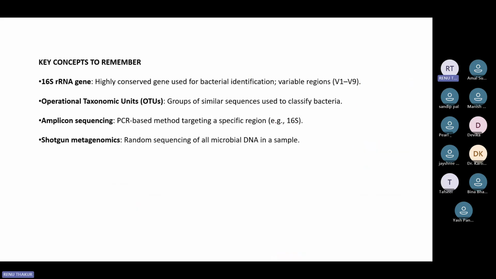Now from this, you need to focus on the 16S rRNA gene, which is a highly conserved gene used for bacterial identification. I have explained this point so many times. And operational taxonomic units, known as OTUs. OTUs are groups of bacteria that have similar sequences, used to classify bacteria.